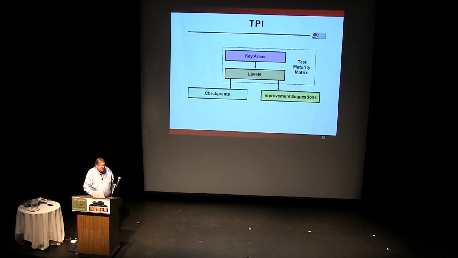Under each level, there are things that they call checkpoints, which are really evaluation questions. So you answer these checkpoints to decide which level you're in for a particular key area. There are a number of testing models around that are similar to this, at least up to this point. But one thing I like about TPI is it has what we call improvement suggestions. It says, if in this particular key area you're at this level, this is what you might consider next. Unlike other maturity models, it doesn't say you must do this next. It just says you should consider it. It's a kinder, gentler kind of model.